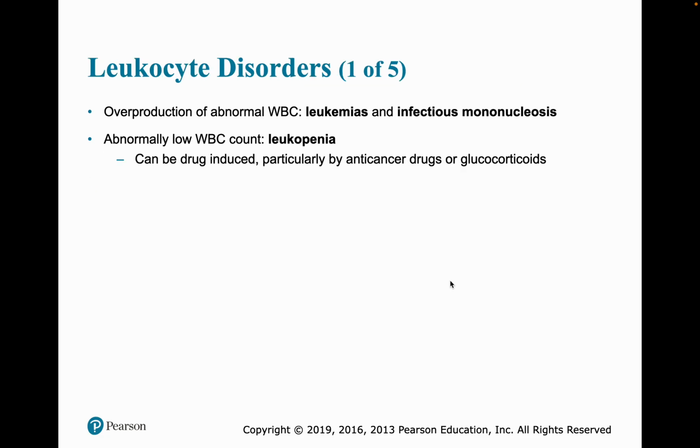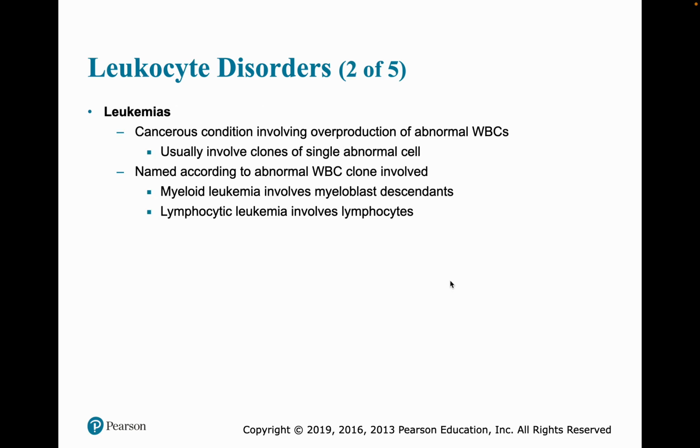Overproduction of abnormal white blood cells is a leukemia or an infectious mononucleosis. An abnormally low white blood cell count would be classified as a leukopenia, which can be drug-induced, particularly anti-cancer drugs or glucocorticoids. Leukemias are cancerous. They involve the overproduction of abnormal white blood cells. Usually these arise from clones of a single abnormal cell, and they are named according to the abnormal white blood cell clone that is involved.